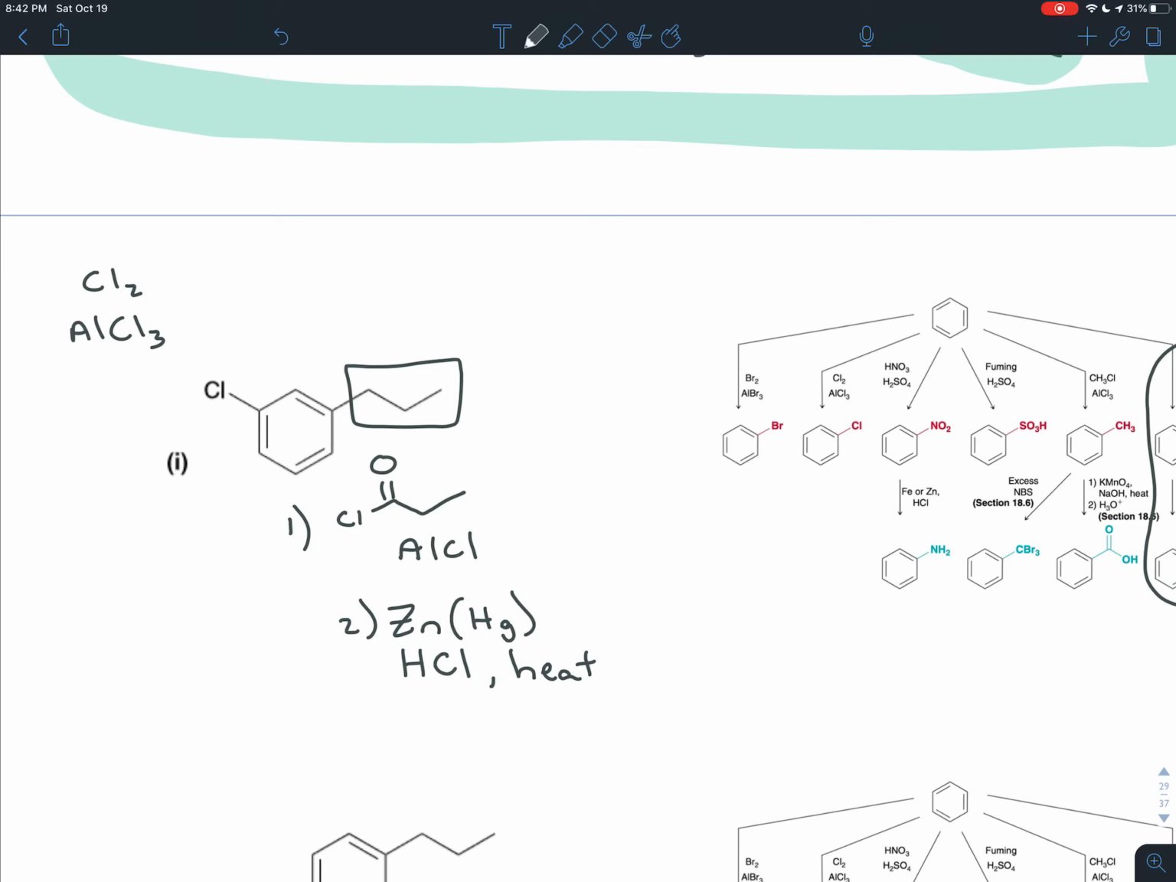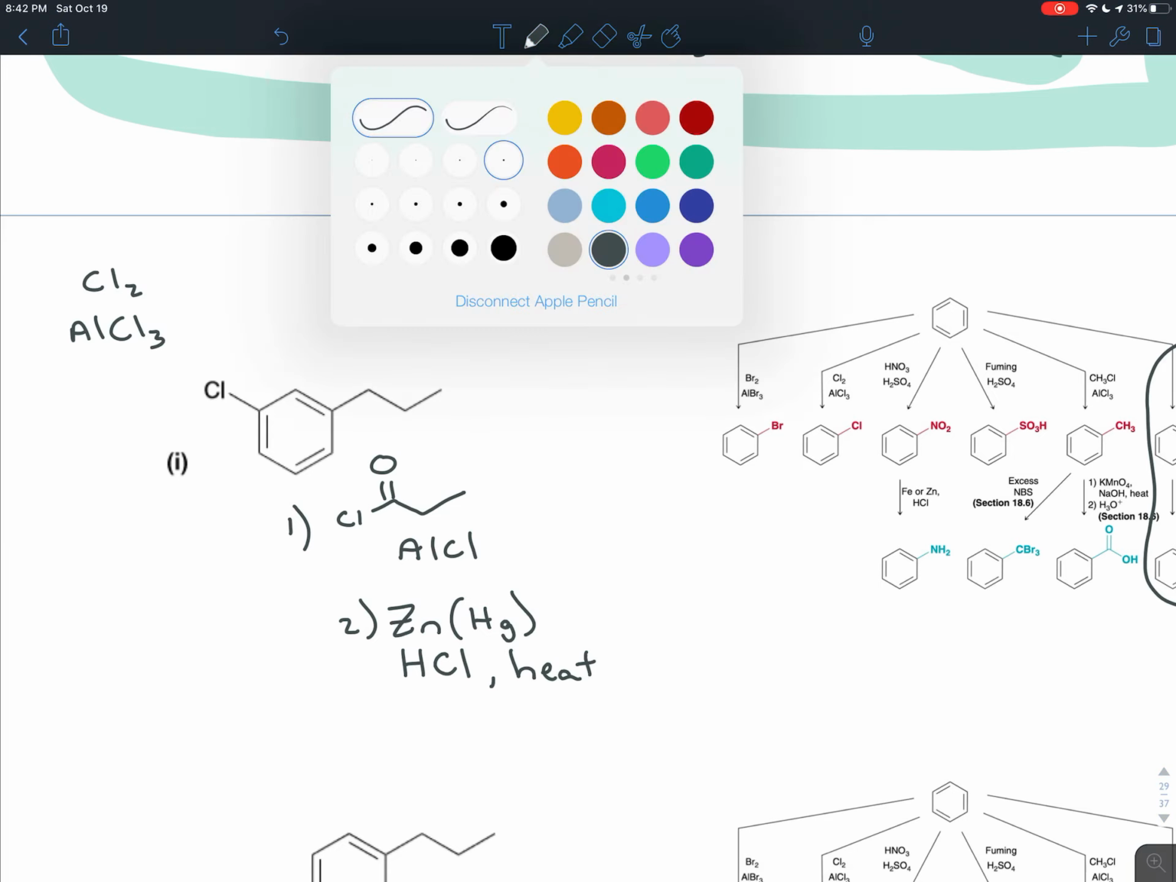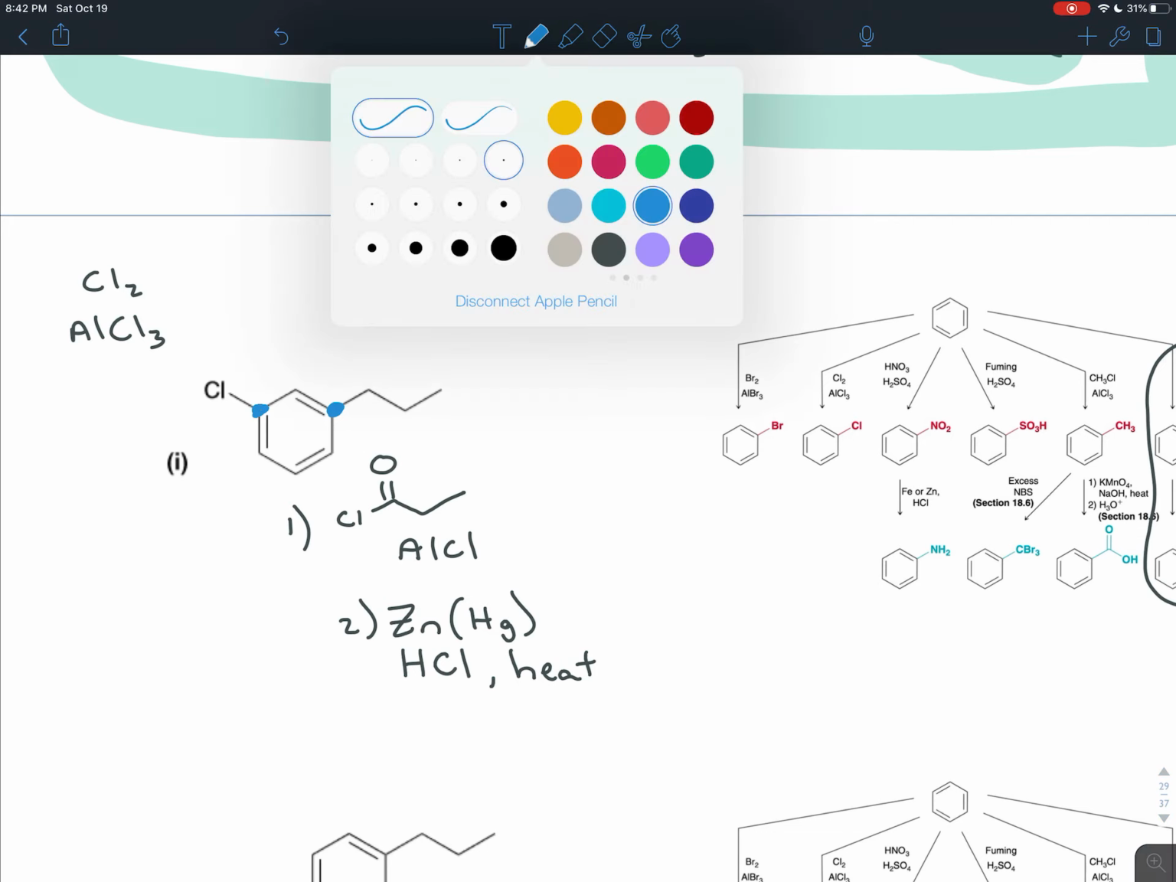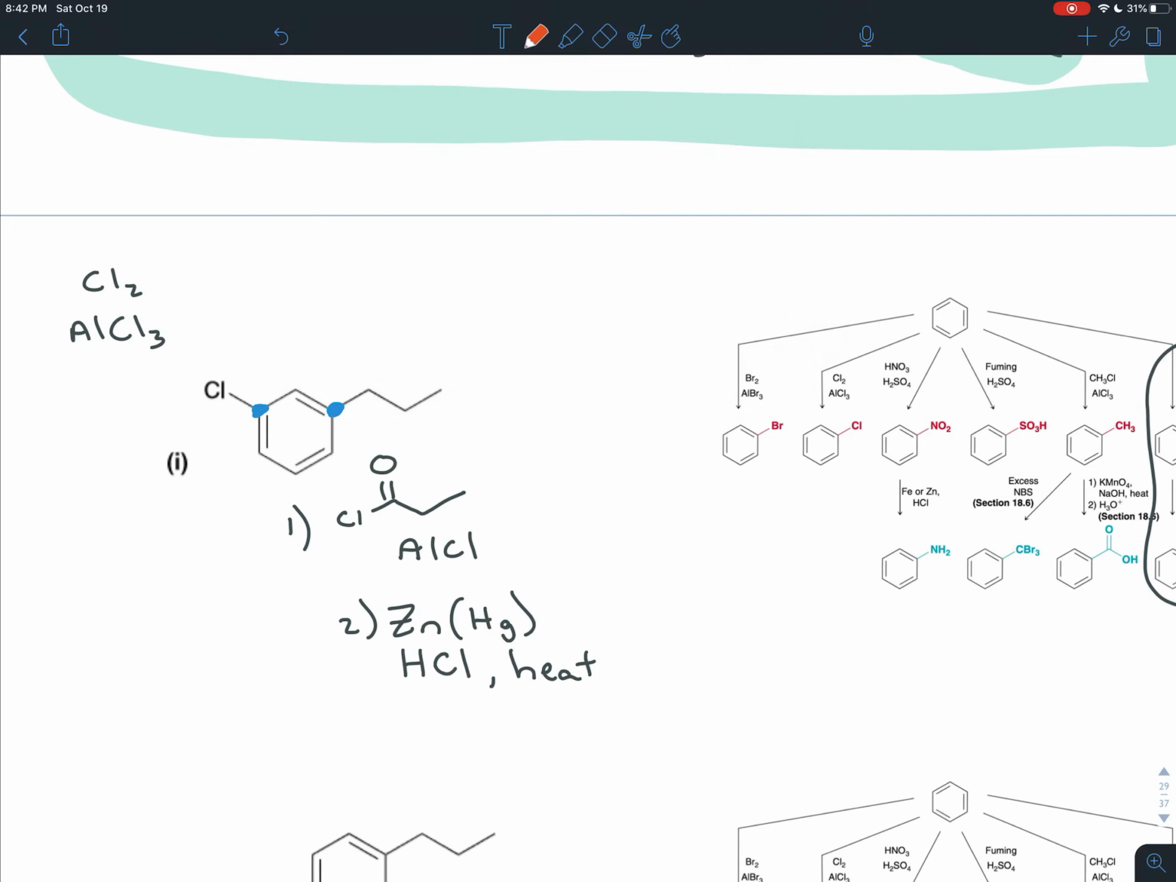All right, so that's how we can add those branches. Now let's think about the order we want to add them in. These branches are meta to each other. They're 1-3 away from each other. So they're meta to each other, and if we think about it, chlorine is a weak deactivator, and it's an ortho-para director.